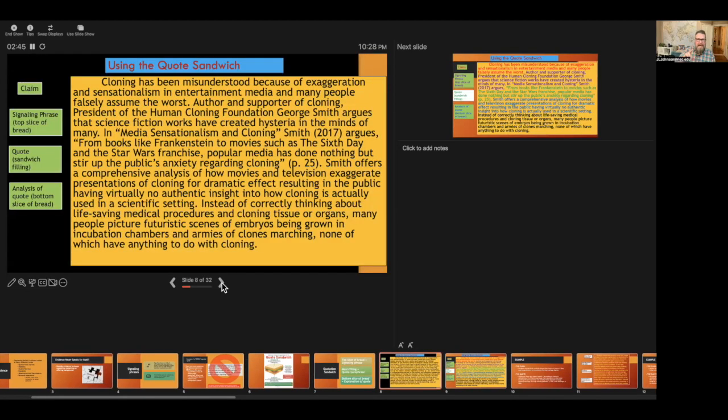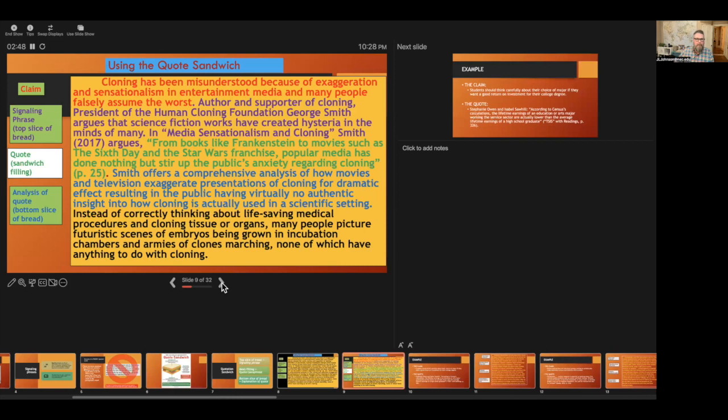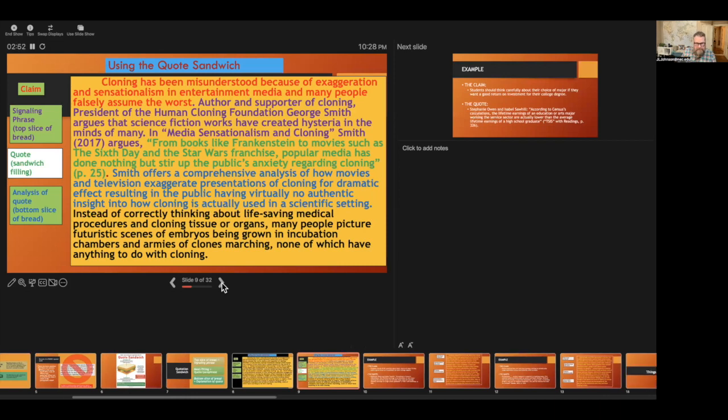So let's look at the exact example we just looked at, where the student's arguing cloning's misunderstood, and then they have a great quote. So here's, I tweaked it a little bit, but here's their claim or their topic sentence. Cloning's been misunderstood because of exaggeration and sensationalism in entertainment media, and many people falsely assume the worst. Again, crystal clear topic sentence, strong claim, now prove it. Here's the quote down here, but we're interested first in the top slice of bread, or the signaling phrase, right? Introducing the quote to us.